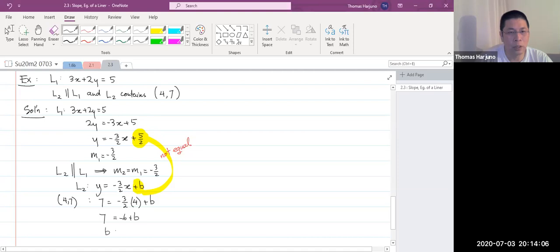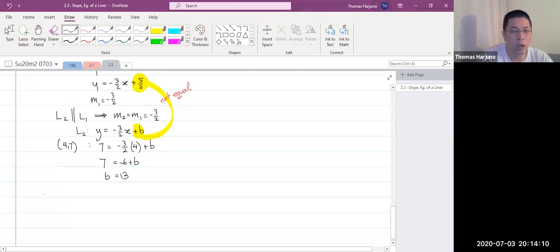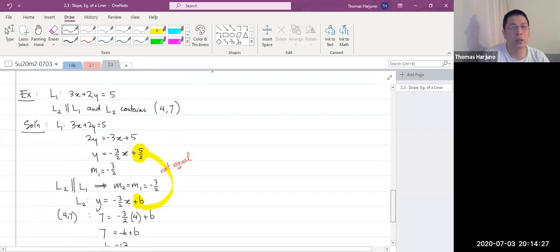So b equals 13. Therefore, the equation of the line is y equals -3/2 x plus 13. We are actually done here for the equation of line 2. However, it is a custom that if we start with general form, which our textbook calls general form, then our answer should be in general form too.